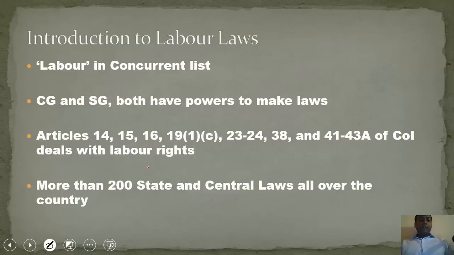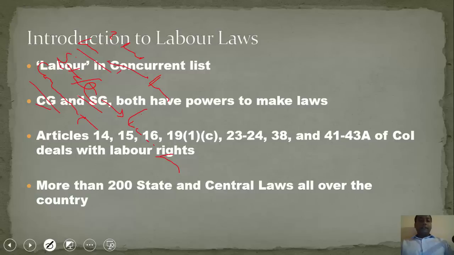Now coming to labor laws. As we know, labor is in the concurrent list. There are three lists: union list, state list, and concurrent list. Union list laws are prepared by the central government only. State list laws are prepared by the state government only, and concurrent list laws can be prepared by both the central government and the state government. This means that both have the powers to make laws.